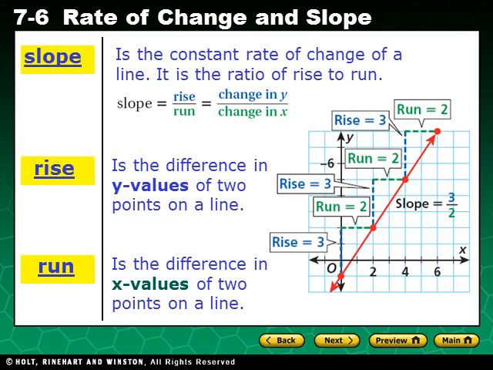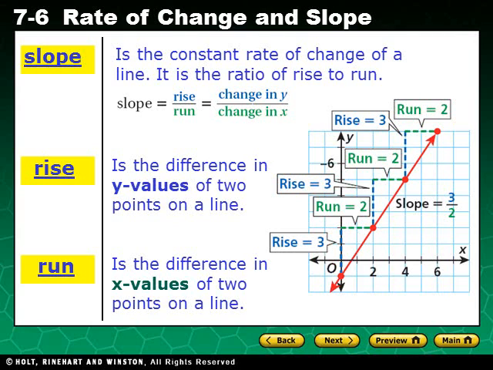Then there's rise. Rise is the difference in y values of 2 points on a line. So we would subtract the two y values and we'd see if it goes, for instance, up 1, 2, 3 times. That would be a rise of 3. Okay, now run goes horizontal. So it's the difference in the x values at 2 points on a line. So if I go up 3, and now for the run I'm going to go 1, 2 spaces to the right, that makes a run of 2.